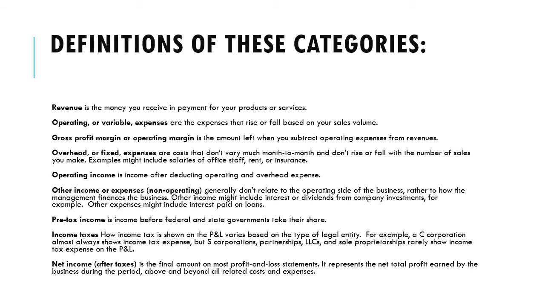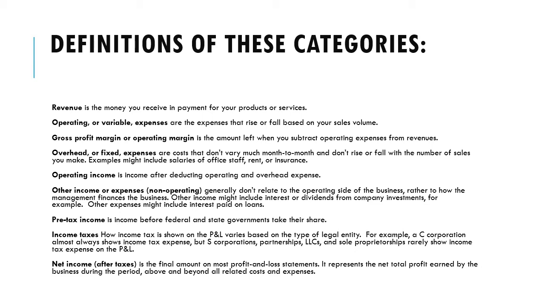The definitions of these categories. Revenue is the money you receive in payment for your products or services. Operating or variable expenses are the expenses that rise or fall based on your sales volume. Gross profit margin or operating margin is the amount left when you subtract operating expenses from revenues. Overhead or fixed expenses are costs that don't vary much month to month and don't rise or fall with the number of sales you make.